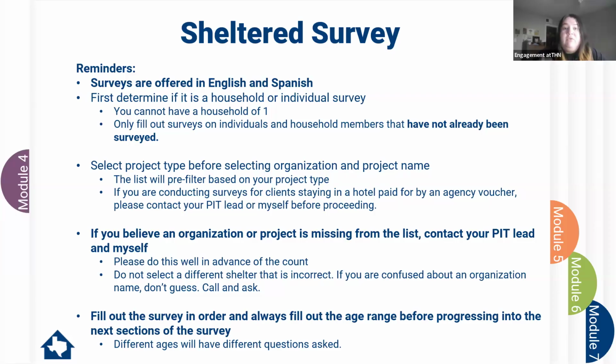More often than not, on the day of the count, when you're doing an unsheltered survey, you're going to choose individual unless it might be two spouses living together or a family living together. All right, so only fill out surveys on individuals and household members that have not already been surveyed. This is part of the screening question, which is the first question that we ask folks when it comes to the point in time count.